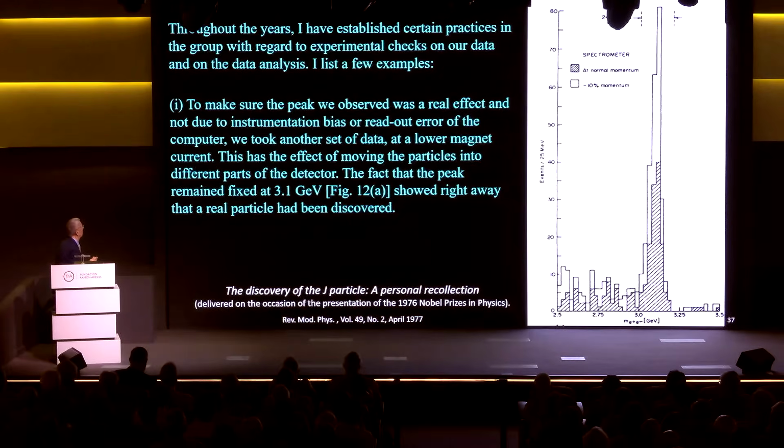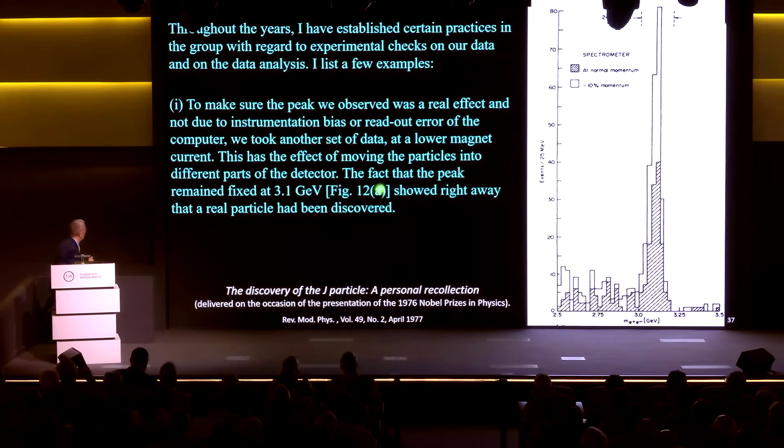Throughout the years, I've established certain practices in the group with regard to experimental checks on our data and on data analysis. Let me share with you a few examples. First is to make sure the peak we observed was a real effect and not due to instrumentation bias or readout error of the computer. We took another set of data at a lower magnetic current.